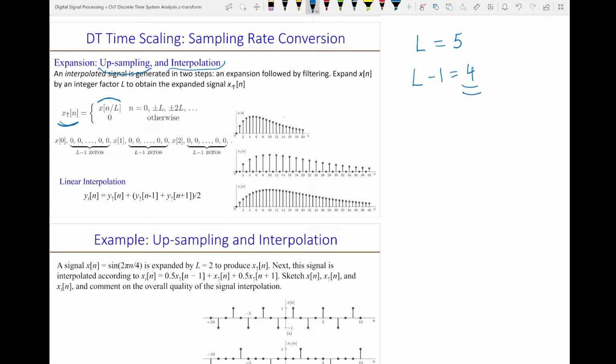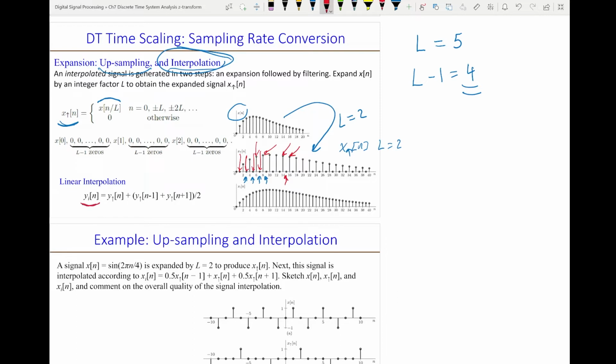In this example, from here to here, I upsample x of n by a factor L equal 2. So that means L minus 1 is 2 minus 1 is 1. So I insert one 0 between samples. And that is the new signal with L equal 2. Now interpolation means the following. These zeros here, I will interpolate their values by using the adjacent samples. A simple interpolation could be linear interpolation. So the value of these 0s will be the average of these and these.